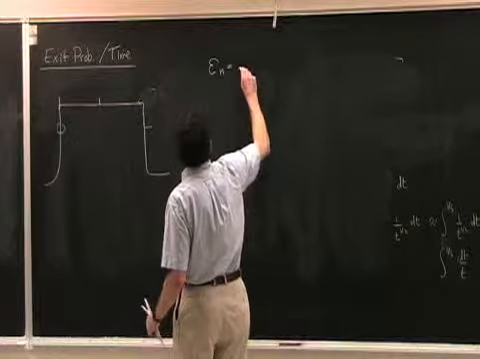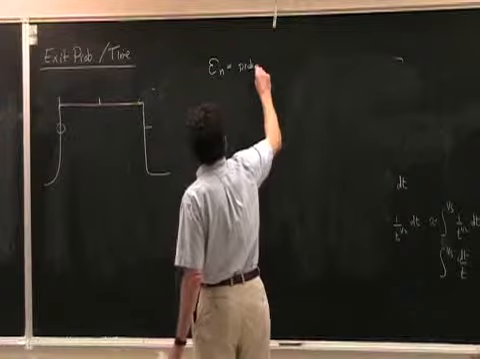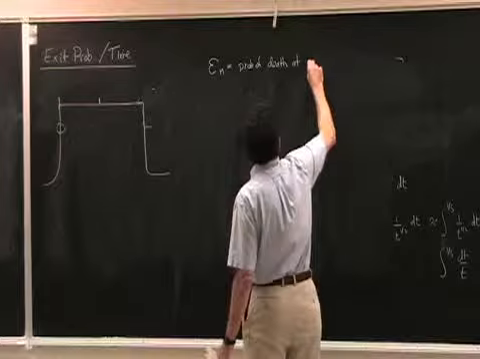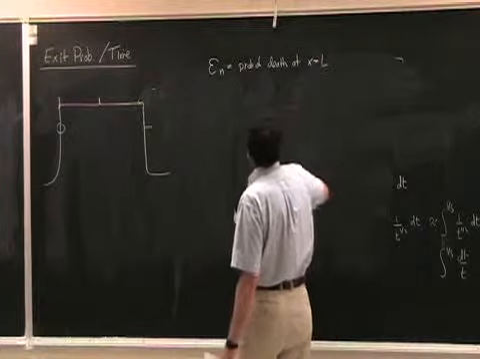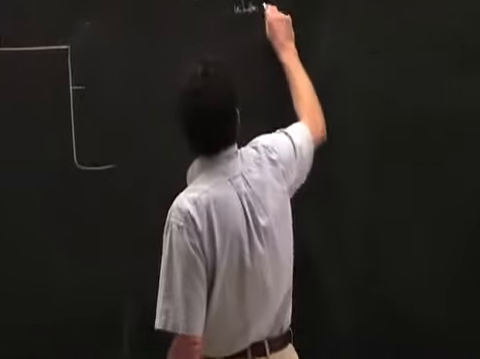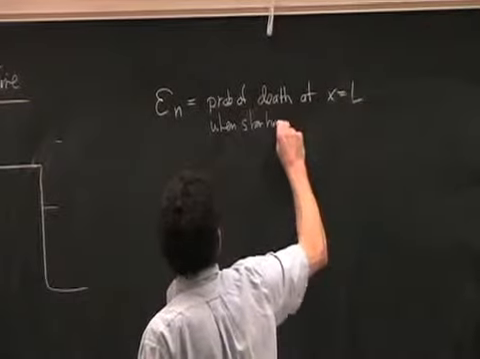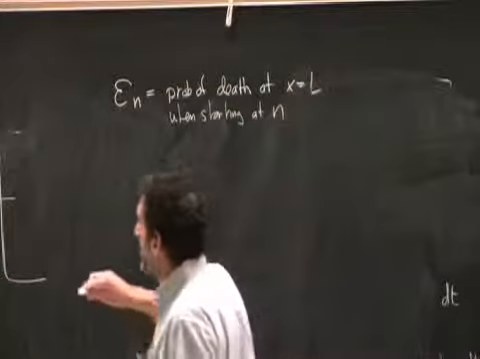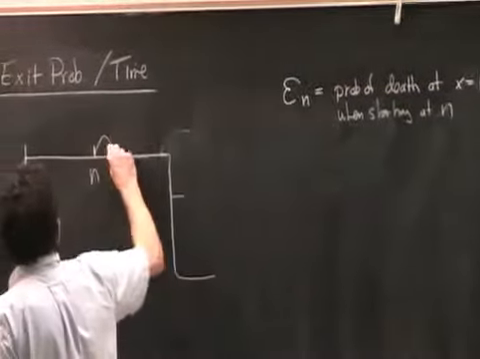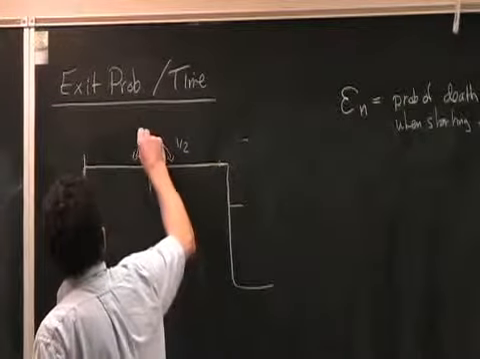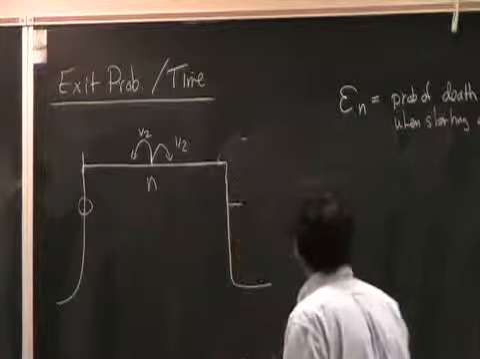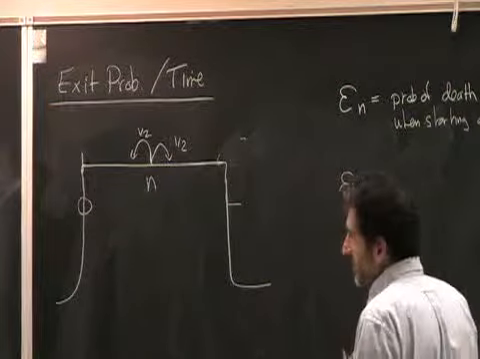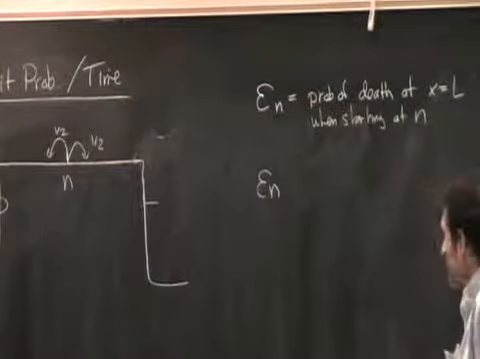So let me define E sub n as the probability of, say, death at x equals L when starting at n. So I start at some point n here, and half the time it hops to the right, half the time it hops to the left, and I want to ask, what is this death probability? And there's a simple recursion formula that this death probability obeys, which is the following.